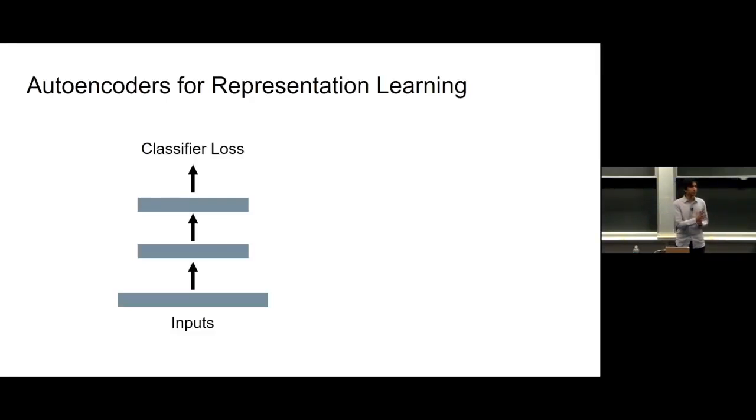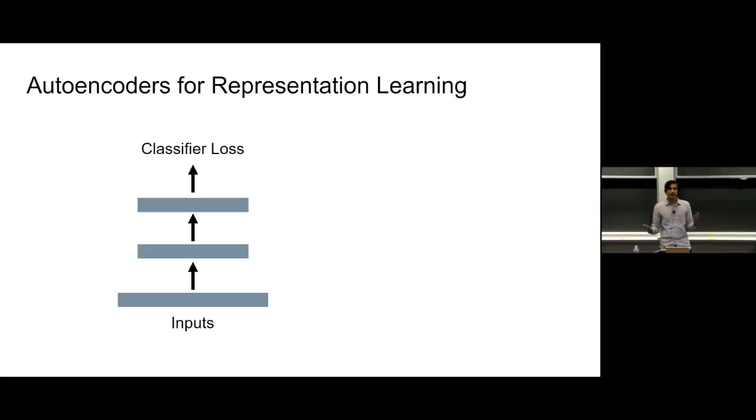So I want you to keep this picture in your head of density estimation and of decomposing a distribution autoregressively. But I also want you to put it to the side for a little bit, because I want to talk about a different class of model that is not strictly a generative model, called an autoencoder. An autoencoder is a really beautifully simple model, actually, for doing representation learning.